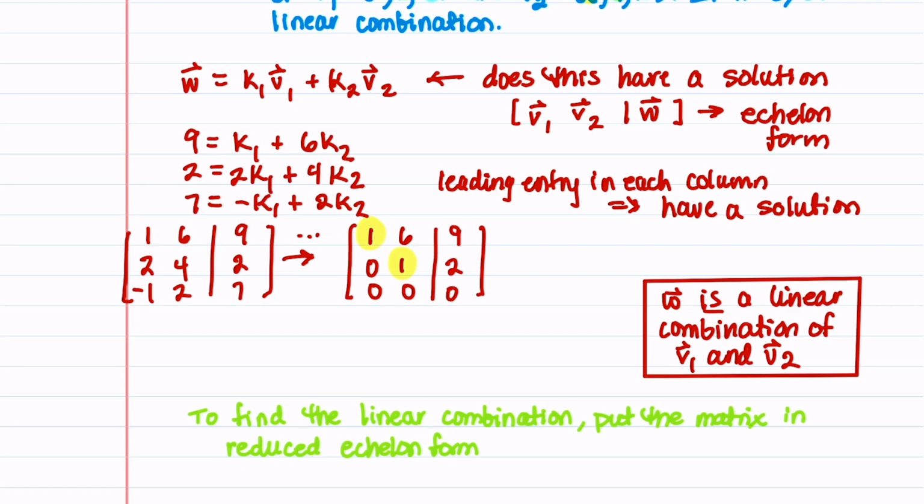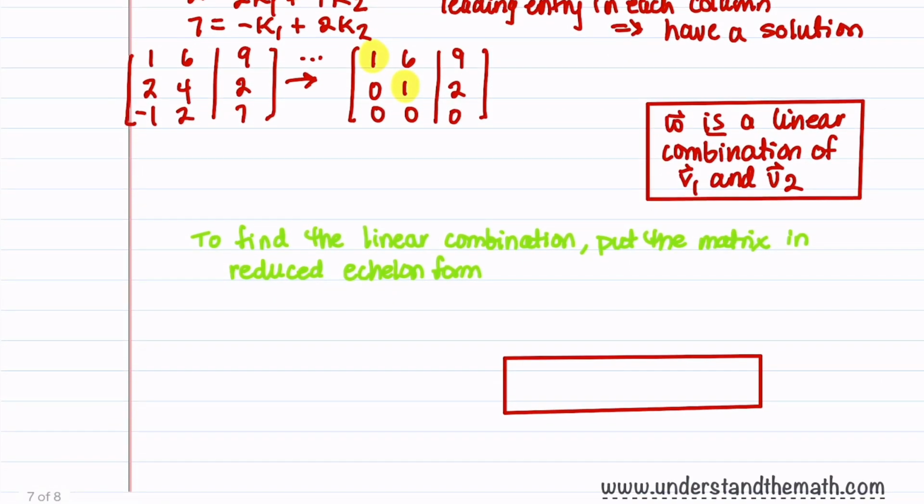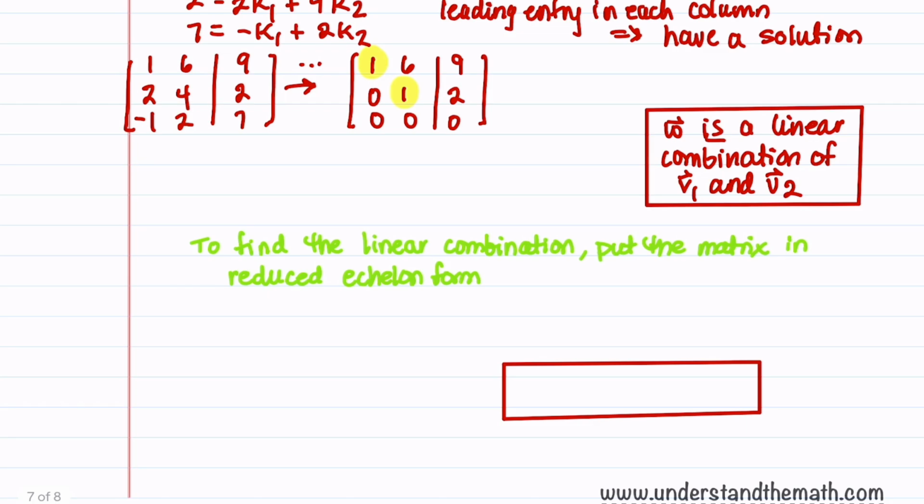Now we're going to go one step further and find out what that linear combination looks like. If we wanted to represent vector W in terms of vector V1 and V2, how would we do that? We're now going to put the matrix in reduced echelon form. What we would end up doing is multiplying row 2 by minus 6, adding it to row 1, and here's what we're going to get.